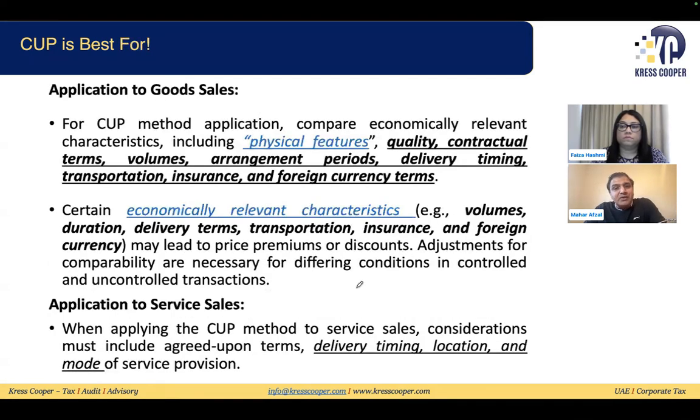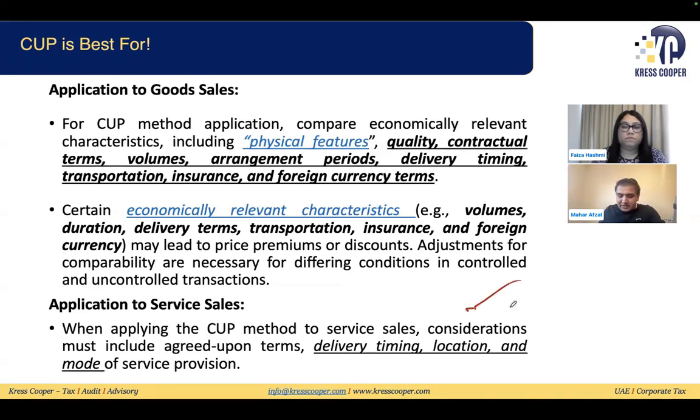So, application to the sale of goods: whenever goods are being delivered between two parties, what do we need to assess? We need to assess the physical features of the goods, quality, contractual terms, volume, arrangement, period, delivery, timing, transportation, insurance, foreign currency terms, and incoterms. Think like this: if you are making a transaction with a third party, you would have considered all these factors. With a related party, it might be that you have not considered all these factors.